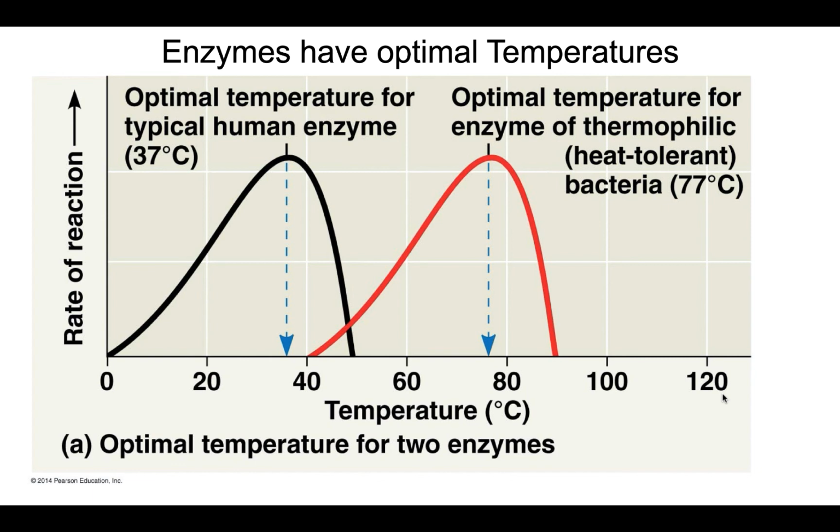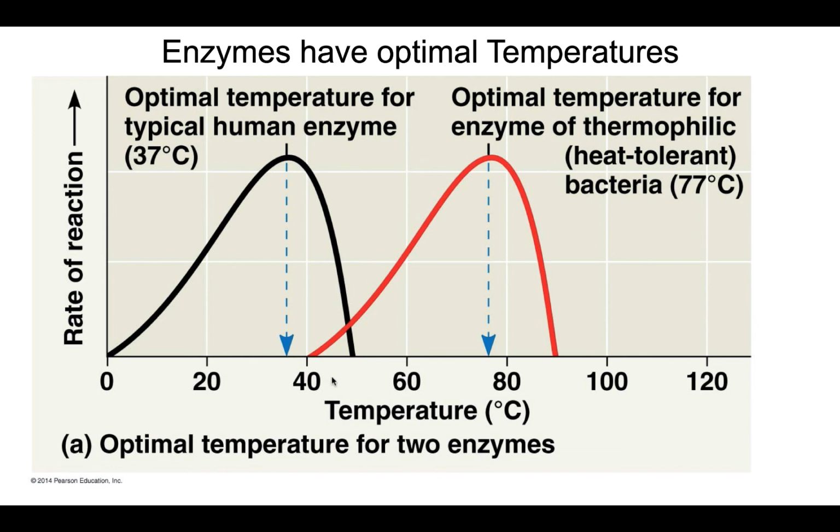So what we're doing is we're taking two enzymes: an enzyme from a human that lives at 37 degrees Celsius, our body temperature, and then an enzyme from a thermophilic bacteria, so it lives at 77 degrees Celsius. And what we did is we ran the reaction that's catalyzed by this enzyme at several different temperatures and measured the rate of the reaction. As you can see, as we increase the temperature, the reaction catalyzed by our human enzyme increases in rate, until we get the highest rate that, no coincidence, is right there at 37 degrees Celsius.